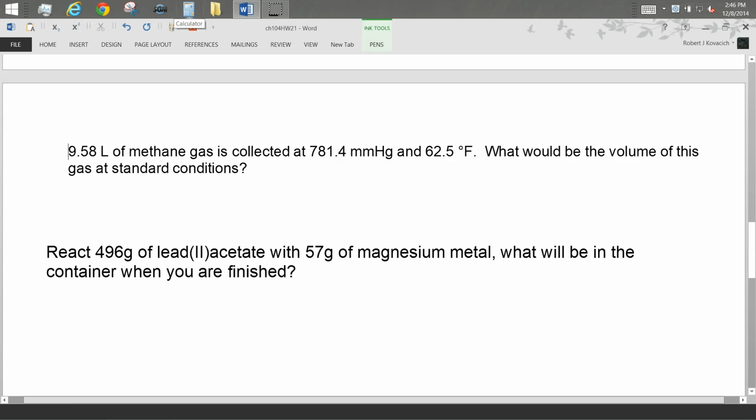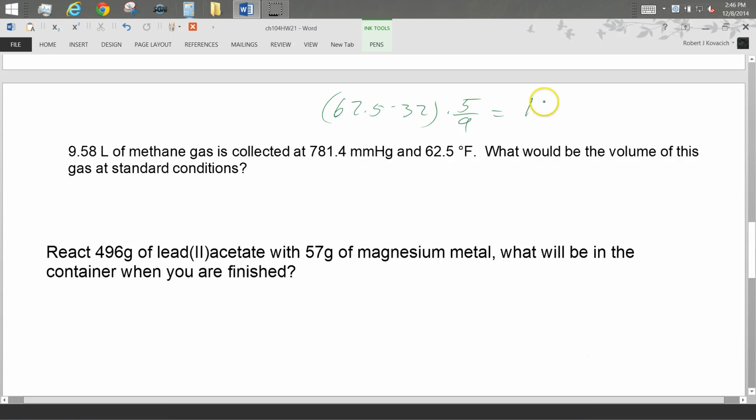All right, so I've got some methane gas, temperature in Fahrenheit. That's lame. All right, so we might as well just go ahead and knock that Fahrenheit thing out first. What's the unit conversion for that? Anybody remember what that is? Yeah, it's Fahrenheit minus 32 in parentheses, and multiply by 5/9. Okay. All right, so 62.5 minus 32 equals, times 5 divided by 9.